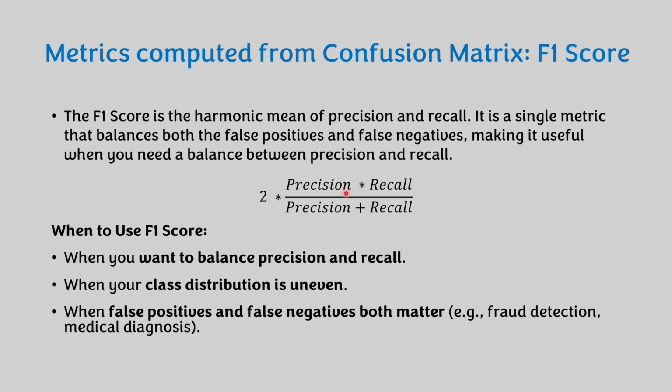So we compute F1 by saying 2 multiplied by, our numerator will be the product of precision and recall, and our denominator will be the sum of precision and recall.